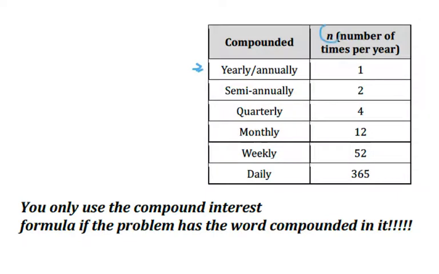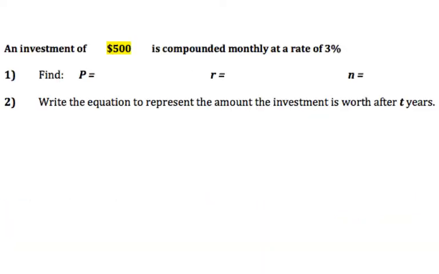So remember, this is N. We're looking for N, the value of N. And we can refer back to this table, and we're going to again and again as we go through these different problems. All right, and this is key here. It's bold on your notes. You only use the compound interest formula if the problem has the word compounded in it. So it's got to say compounded somewhere. So let's take a look at our first example.